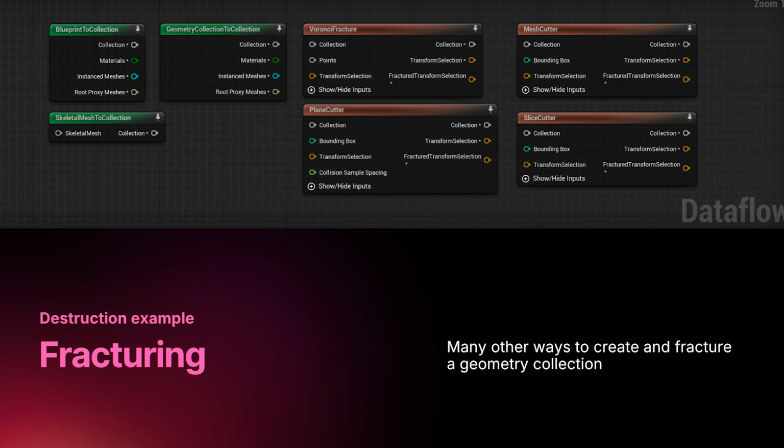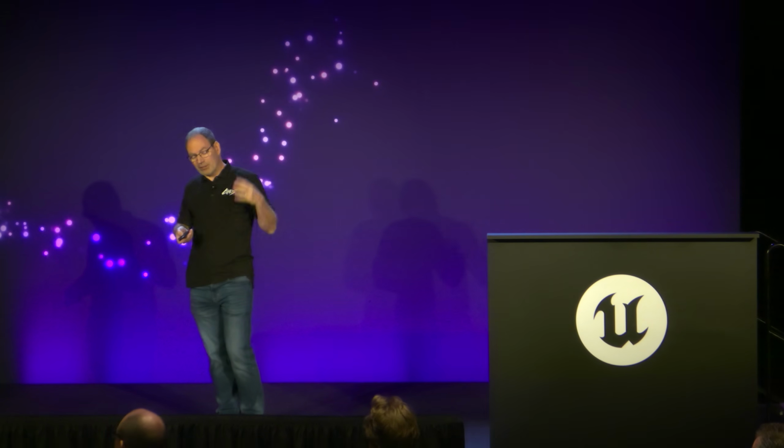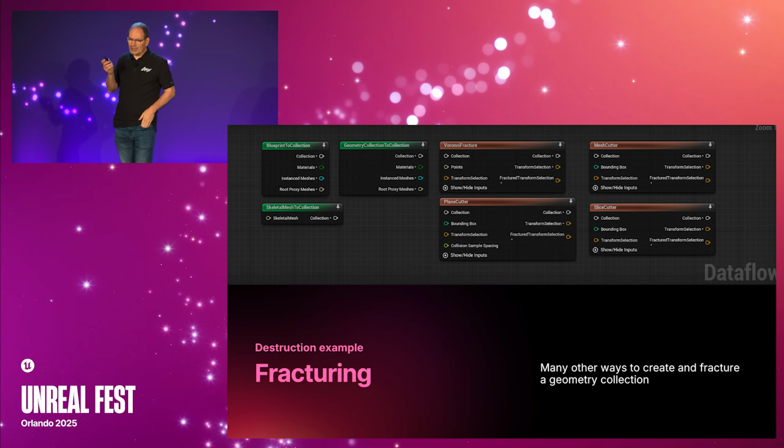I was showing someone today, you can build something very complex, put lots of meshes together, and then turn it into a single geometry collection. It's going to go through all the static meshes and turn them into one single collection. And then we have skeletal mesh to collection. I don't think we ever really used it a lot. Maybe there's an application for you, but it exists.